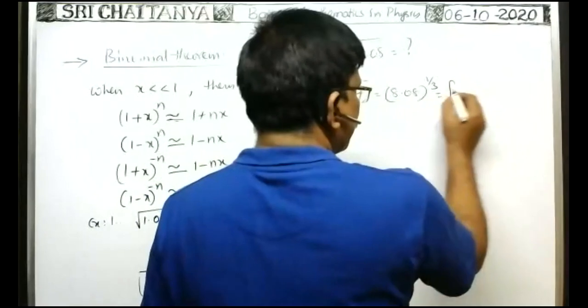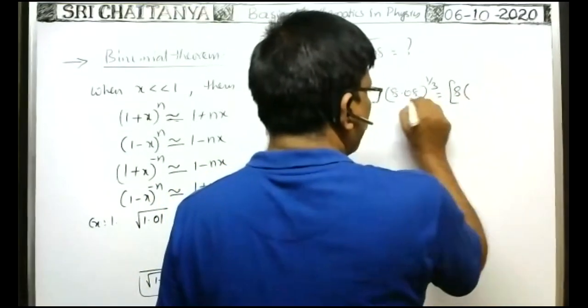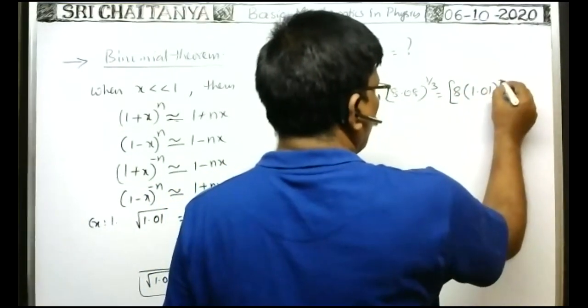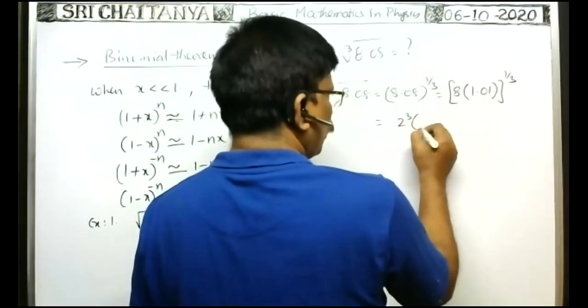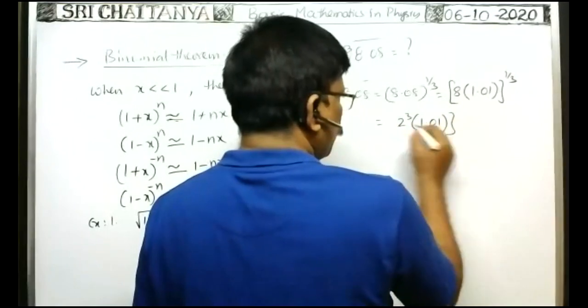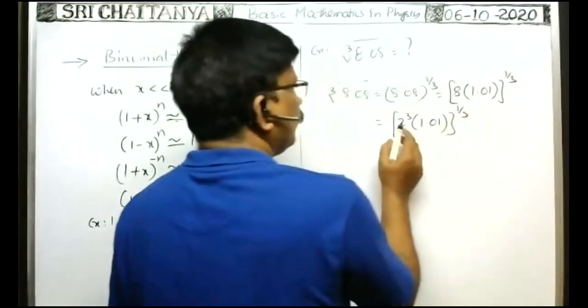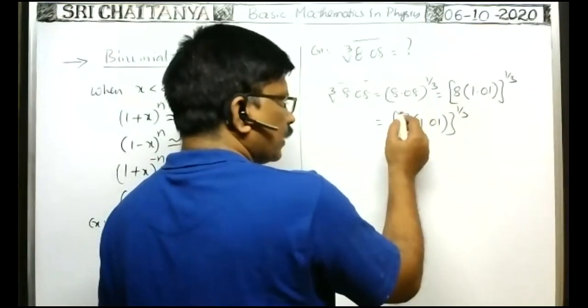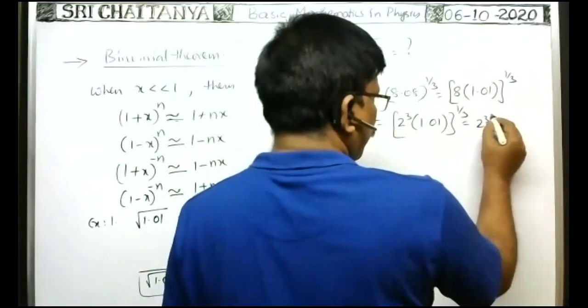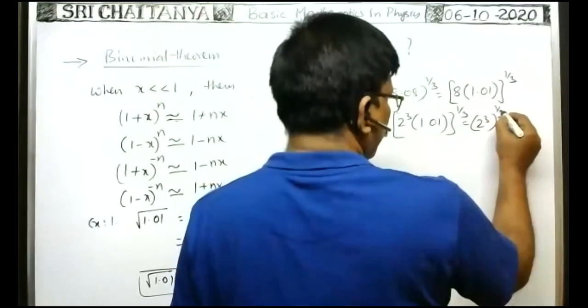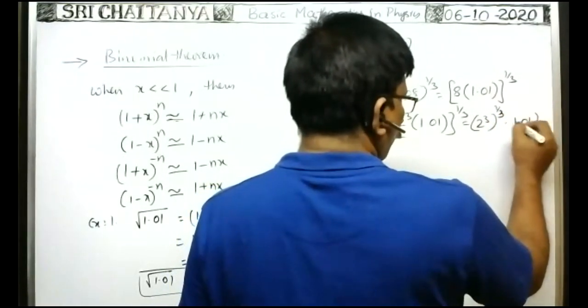Here, take 8 common. This can be written as 8 into 1.01 whole to the power of 1 by 3. That is equal to 8 written as 2 cube, into 1.01 whole to the power of 1 by 3. Then 2 to the power of 3 whole to the power of 1 by 3, into 1.01 whole to the power of 1 by 3.